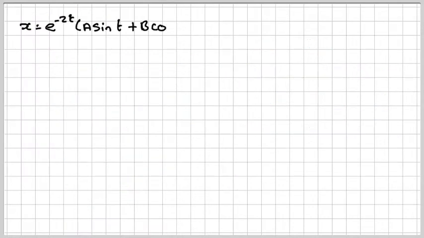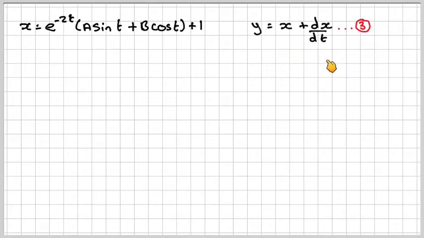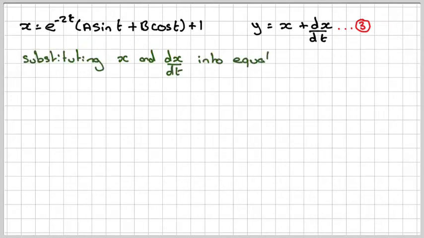So writing that out again. And then we've got that y is x plus dx/dt, over 3. So we now have to find the value of y. Unfortunately, now we have to differentiate this in order to substitute it into here. We've got x, but we'll need to differentiate this.